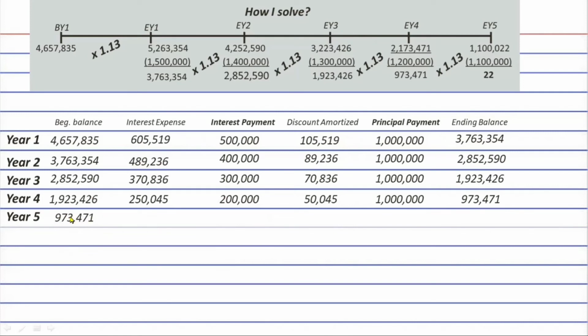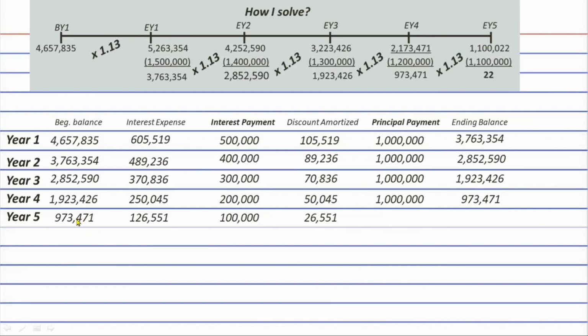let's copy this 973,471 and then multiply it again with 13%, and we will get 126,551. And for the third column, we still have 10% nominal rate or agreed rate times the final undiscounted unpaid principal of 1 million, and we will have 100,000. So the discount amortized is 126,551 minus this 100,000, and we will have 26,551.